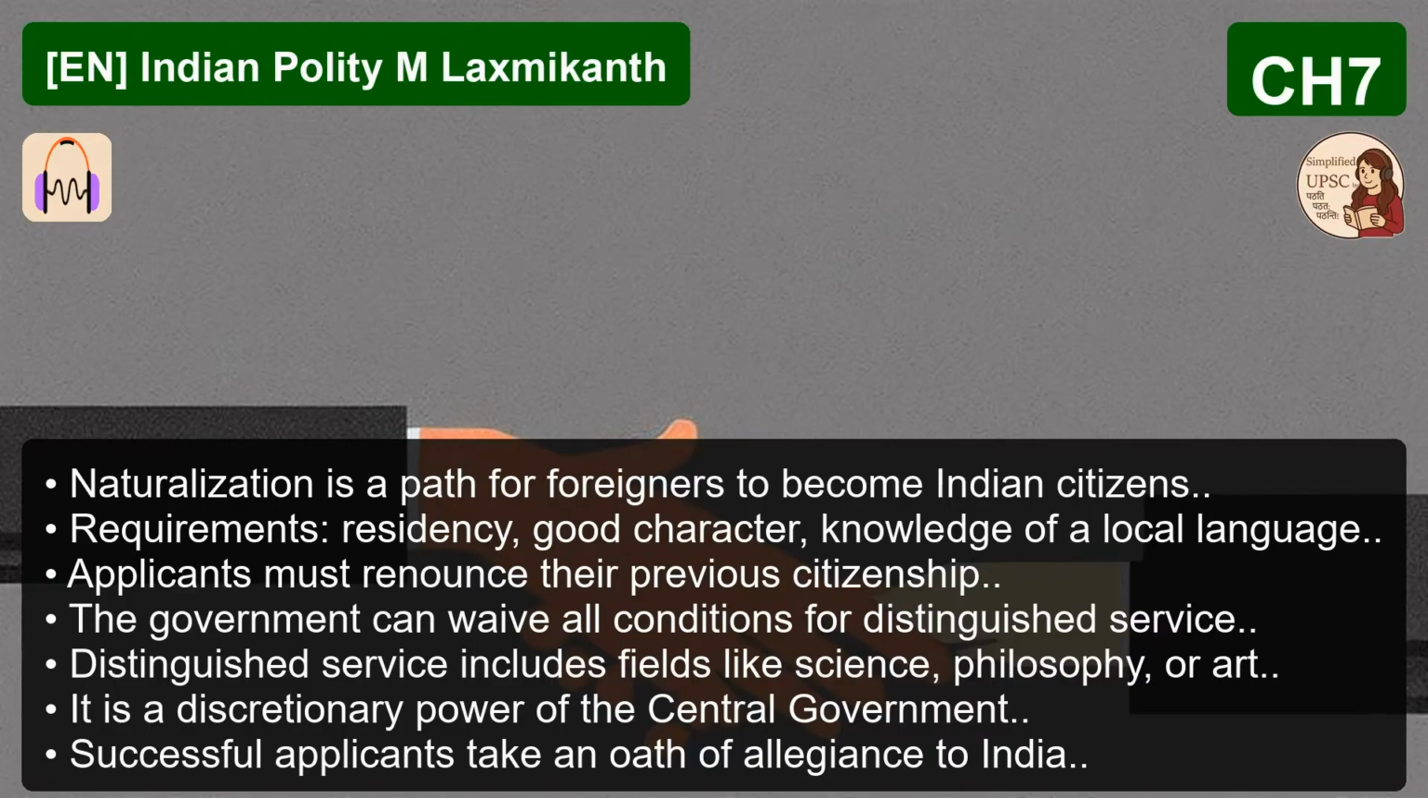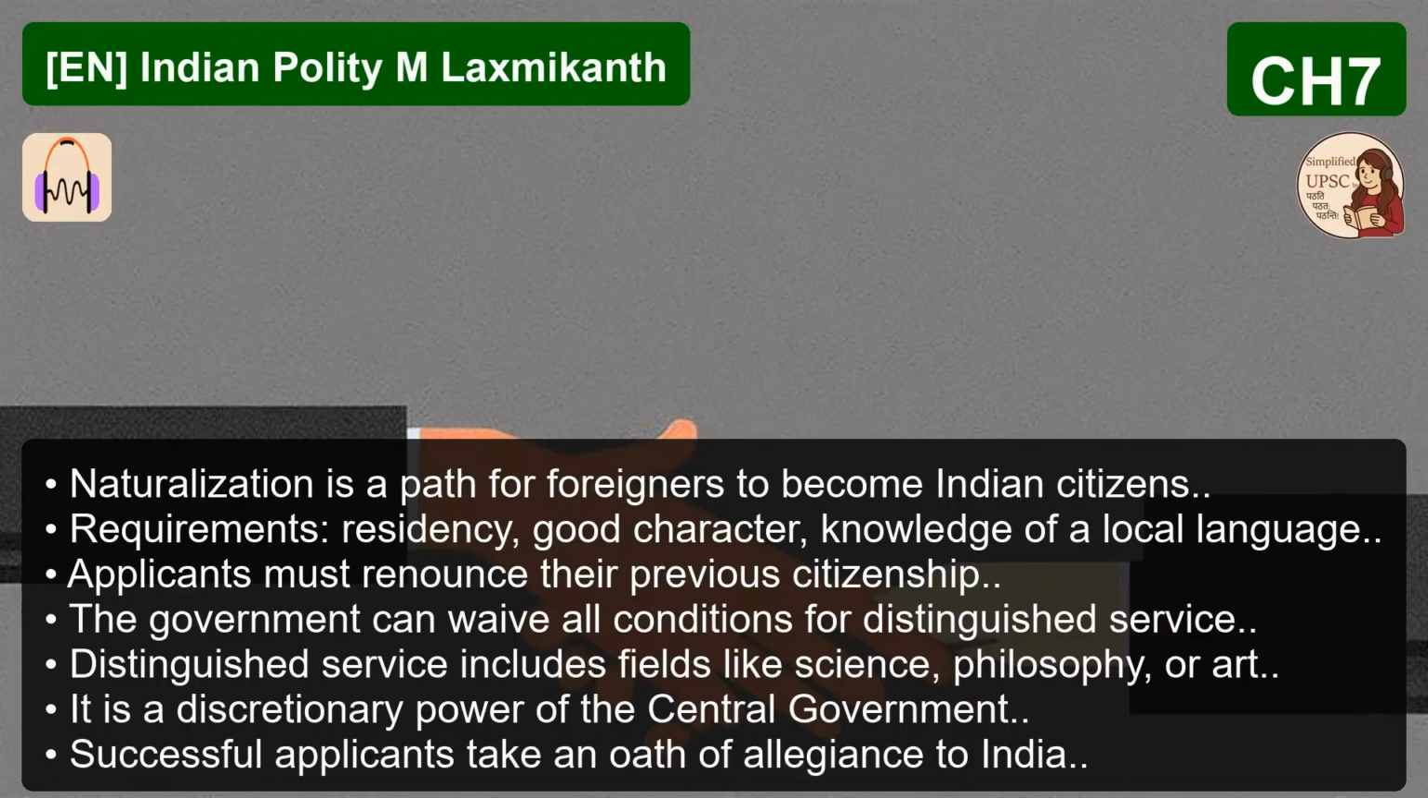We need to understand not just which rights, but why they are reserved. It's a very important exercise. Okay, first up, Article 15. This guarantees the prohibition of discrimination on grounds only of religion, race, caste, sex, or place of birth. A non-citizen doesn't have this blanket protection against state discrimination in India.